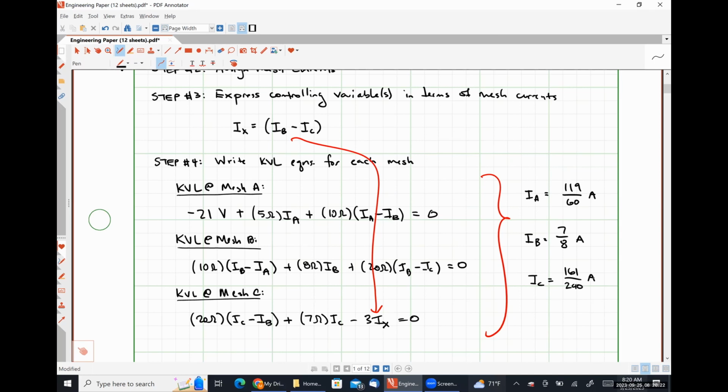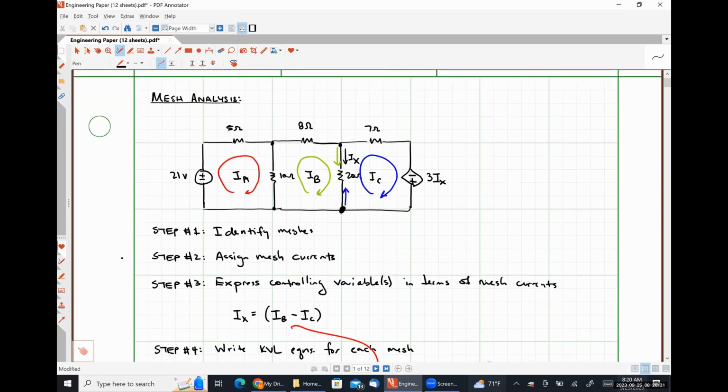Okay. So now that we know these mesh currents, how can we use them to find other quantities? For example, if I wanted to find the power absorbed by the 8 ohm resistor, what would that be in terms of my mesh currents? 8 times IB squared, absolutely right. What if I wanted the power supplied by my 21 volt source?